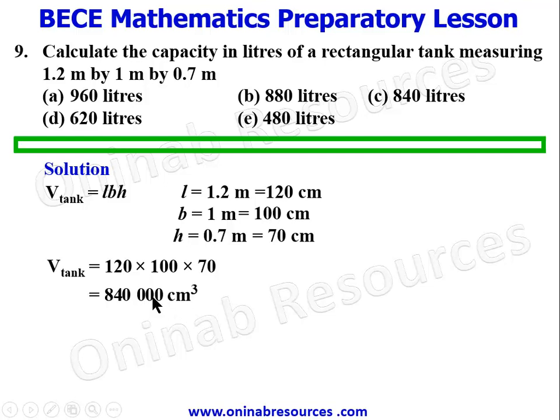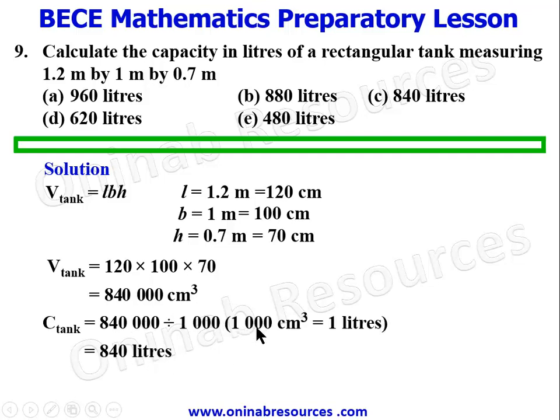That will give us 840,000 cubic centimeters. Now, to calculate the capacity of the tank, it's going to be dividing by 1,000. So we say 840,000 divided by 1,000, which gives 840 liters. This is because 1,000 cubic centimeters is equal to 1 liter. So where we now have 840,000 cubic centimeters, that will just be 840 liters.